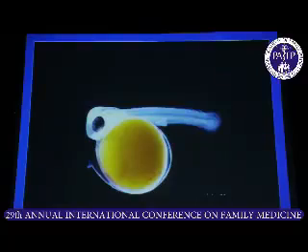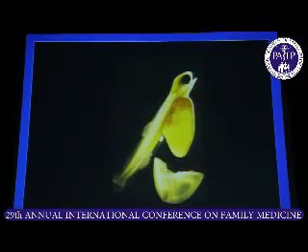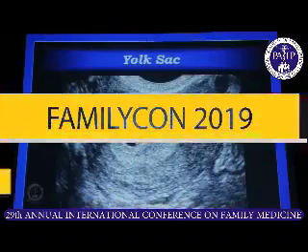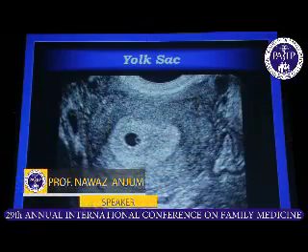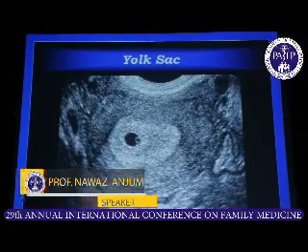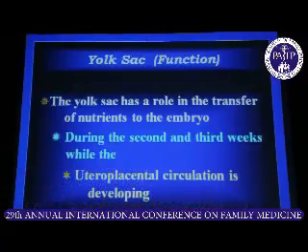Now the yolk sac. This is a fetal embryo, and you can see the yolk sac, and here you can see another yolk sac. So we are going to see the yolk sac in the early pregnancy. The first structure to appear is the decidual reaction, then the gestational sac, and then the yolk sac. It has a role in the transfer of nutrition to the embryo in the 2nd and 3rd weeks, by the time the uteroplacental circulation is developing. So this has a role in nutrition.